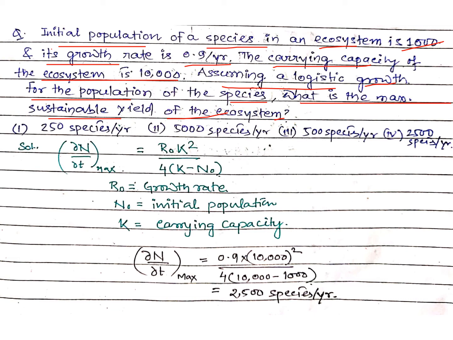Before going to this question, you should remember this kind of equation, because these are very typical questions that come in our exam. You should remember this, otherwise you will fail. So I would like to introduce this formula: dN/dt, the maximum rate of change of population, equals growth rate R times carrying capacity K squared upon 4, that is R K^2/4, in place of K minus N naught. You should remember this formula before applying it to this kind of question. Now putting in the formula, we get the answer, that is 2500 species per year. So this is our answer in this question.